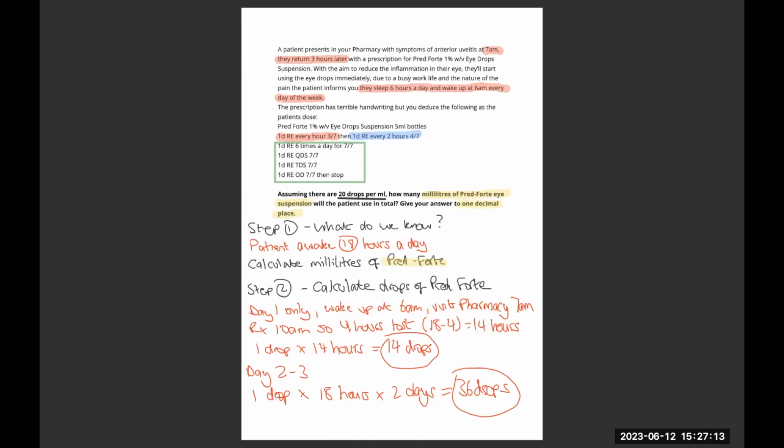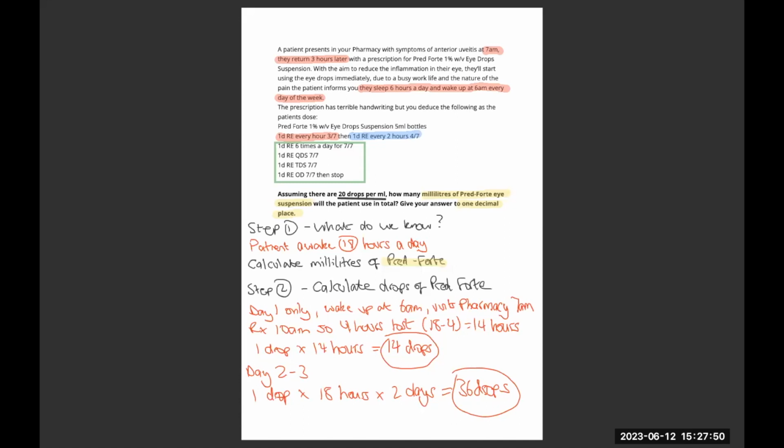So with this one, the patient has uveitis. They've been given a dose regimen they need to follow, and then we need to calculate how many milliliters of Pred Forte the patient will end up using, and we need to give our answer to one decimal place as well. So with this one, it's important to understand that 1D is one drop, RE means right eye, every hour means every waking hour. You just can't have a patient that's going to stay awake forever putting in an eye drop. So you need to understand very early on that every hour means every waking hour.